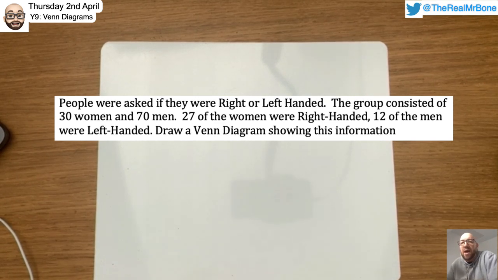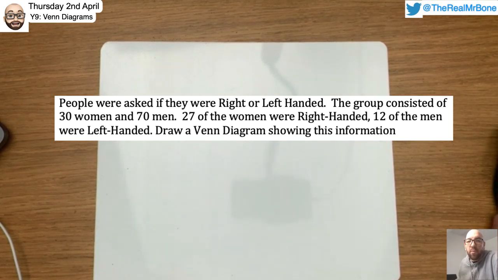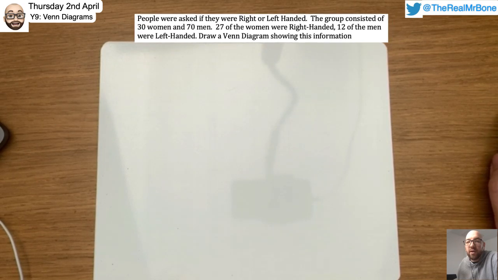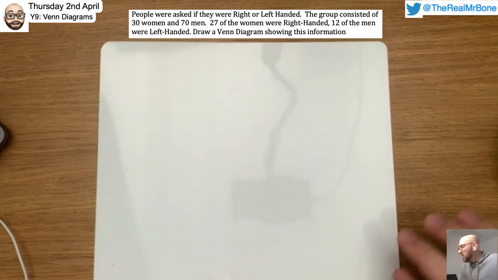It says, people were asked if they were right-handed or left-handed. The group consisted of 30 women and 70 men. 27 women were right-handed and 12 of the men were left-handed. Draw a Venn diagram showing all this information. Okay, so let's just now minimize that a little bit. We'll keep it on screen at the top in case we need to make reference to it.